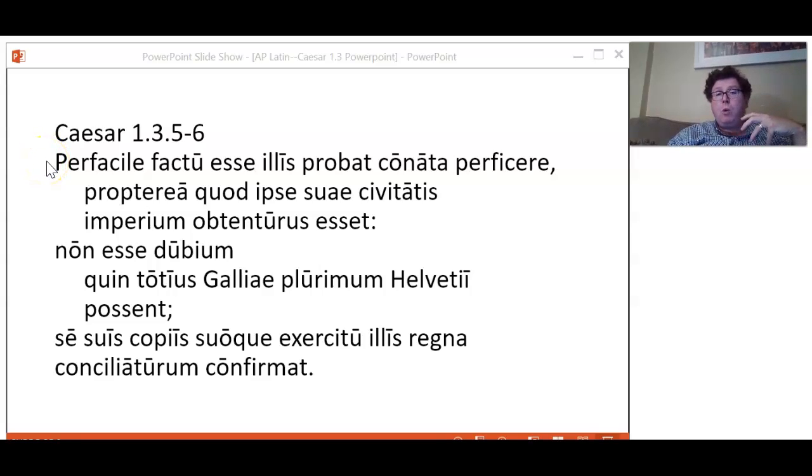Again, what we're going to have is what we think of as a delayed beginning of an indirect statement. The verb that is going to introduce this indirect statement here is probat. Here it's actually sandwiched by the components of the indirect statement, but we should start with probat. He demonstrates that.